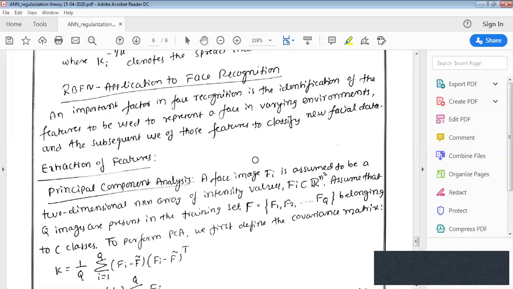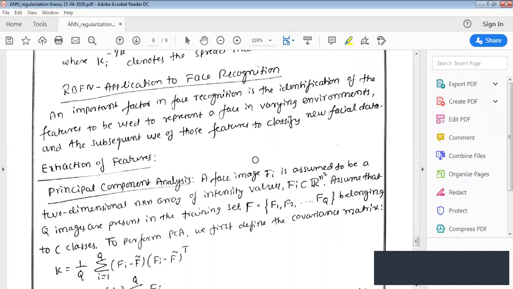Like this, let us say you take around 100 people. So totally how much are you going to get? 100 people into 10 photographs per person becomes 1000 photographs. So these 1000 photographs are used to train your RBFN network. What is your aim actually? Suppose any one of these 100 persons' faces, randomly, if I give, whichever is not in my training set, whether my RBFN network is able to recognize this one. It is a multi-class problem.